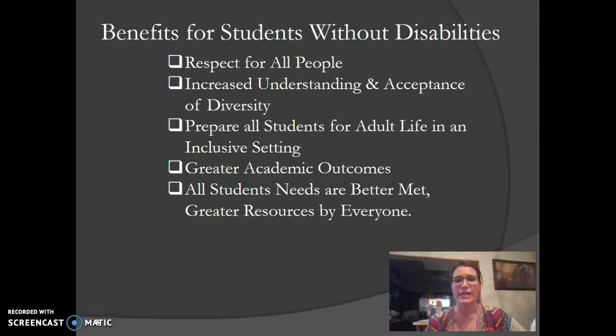An increased understanding and acceptance of diversity. This can go to students, other students that have diversity. It can go to the real world, outside world. They need to be able to accept whatever comes along their way and the diversity that comes. Prepare all students for adult life in an inclusive setting. I feel 2 and 3 go hand in hand together.